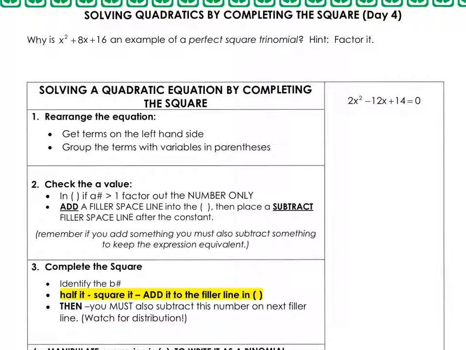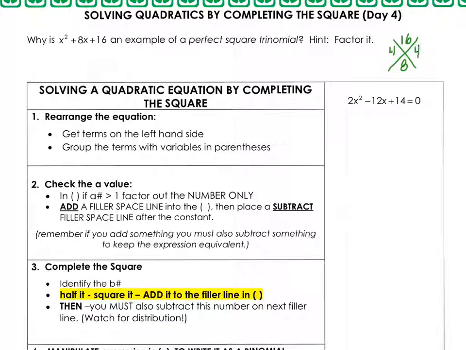Today we're going to talk some more about solving quadratics by using completing the square. We've already introduced this idea yesterday, but I just want you to think of why x squared plus 8x plus 16 is an example of a perfect square trinomial, and our hint is to factor it. Over here I've written my x box, and I need to find the two numbers that have a product of 16 and a sum of 8, and those would be 4 and 4.